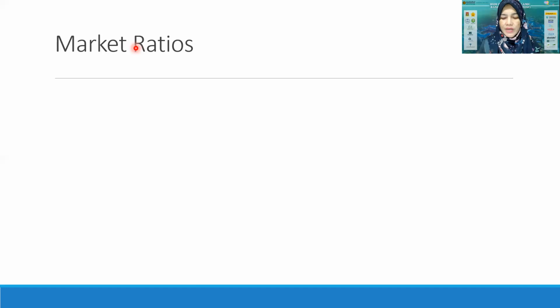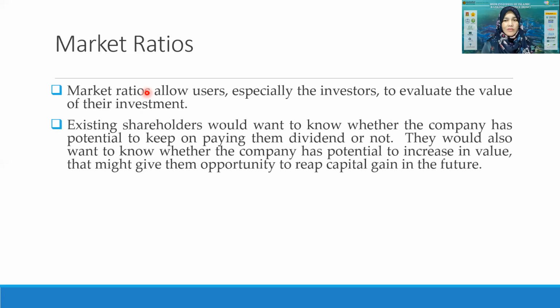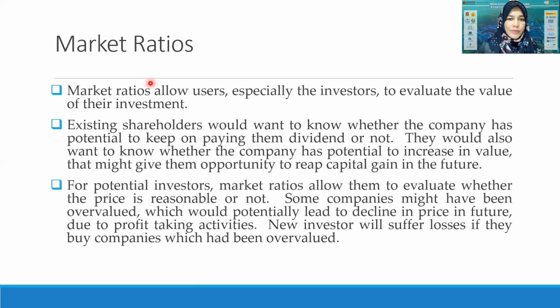Okay, so this is the last category of ratio, which is known as market ratio. Market ratio allows users, especially the investor or potential investor, to evaluate the value of their investment. For the existing shareholder or existing investor, it will allow them to evaluate their current investment. For the potential investor, this ratio allows them to evaluate whether they should invest or not in the company. Right? This is what is mentioned here, yeah?